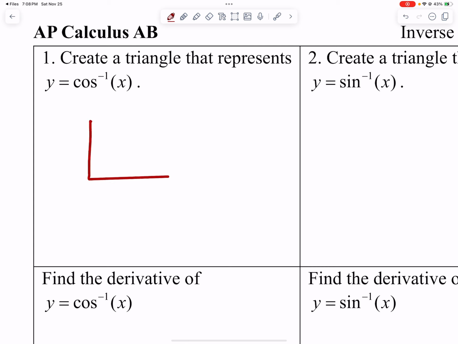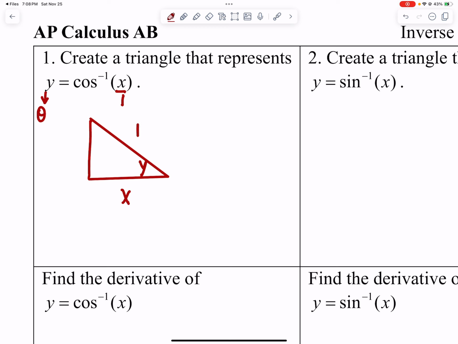what each side meant. So here we have y is equal to inverse cosine of x, and we're going to let y be the angle measurement, or theta. Let's let this be y. And remember that cosine is going to be adjacent over hypotenuse. So I have my adjacent, then I have my hypotenuse.